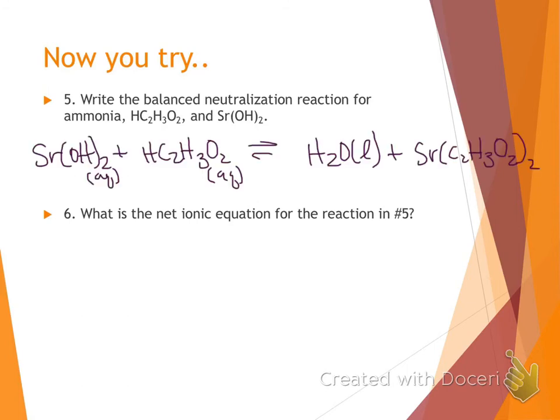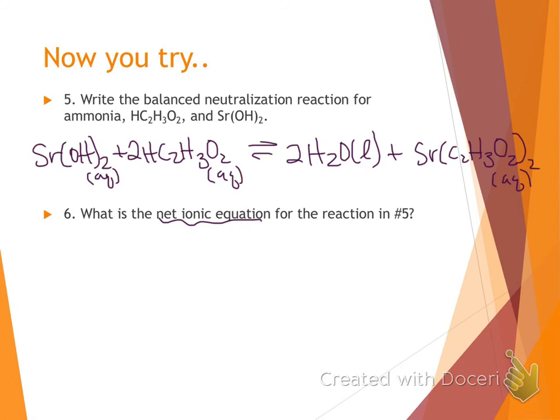Here we have our strontium hydroxide reacting with acetic acid to form water and a salt. Our salt is strontium acetate. Acetate is always aqueous. We still have yet to balance this though. I have two acetate ions on my product side, so you needed two acetic acids on your reactant side. That gives us two H's and two OH's, which would form two water molecules. So that should be balanced there. Then we have to go and write our net ionic.